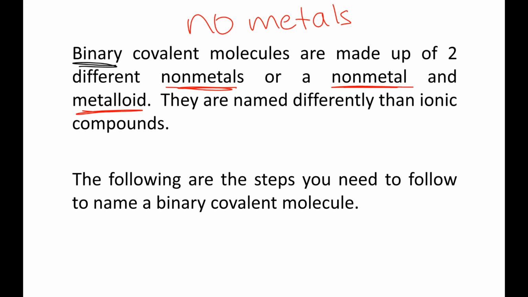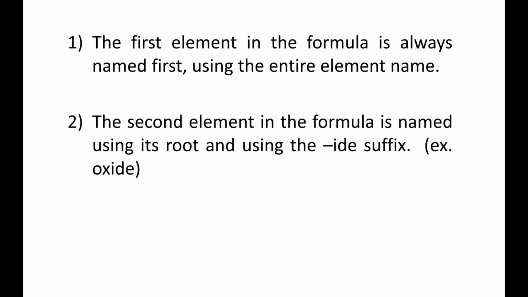Now, covalent compounds are named differently than ionic compounds. So there's a few steps you need to follow. Now the first element, the very first one in the formula, is always named first, using the entire element name. Like if it starts with O, then it's oxygen. If it starts with P, it's phosphorus. If it starts with AS, it's arsenic. Now the second element is where you use the IDE, just like the ionic compounds. So if it ends in O, it's oxide.